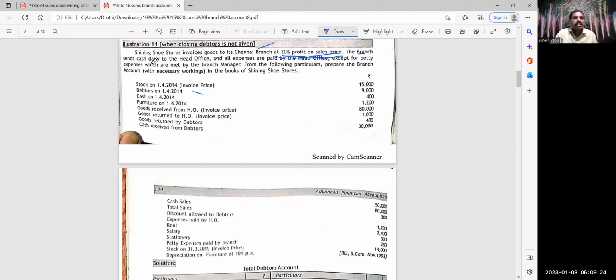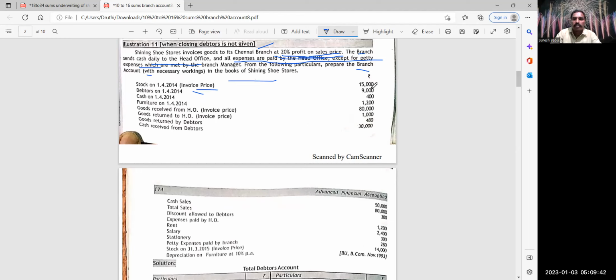The branch sends cash daily to the head office, and all expenses are paid by the head office except petty expenses which are made by the branch manager. From the following particulars, prepare the branch account with the necessary workings in the books of Shining Shoe. So opening stock, this is invoice price 15,000. 15,000 into 20% is 3,000, so to be credited, this is to be debited. Opening debtors 9,000, opening cash 400, furniture 1,200.